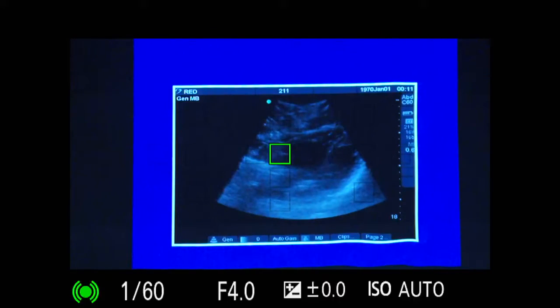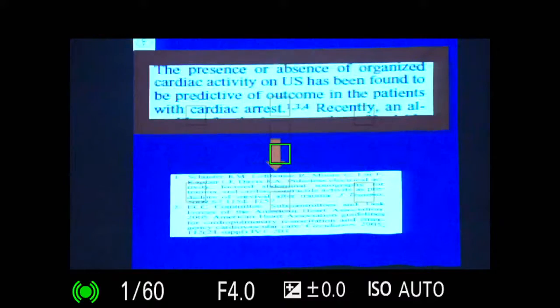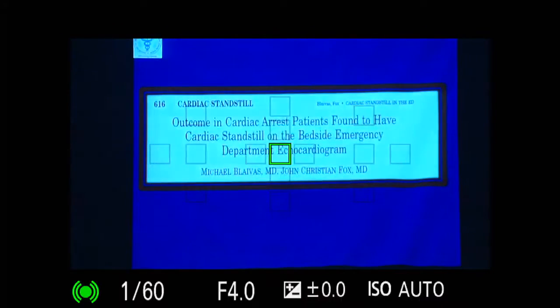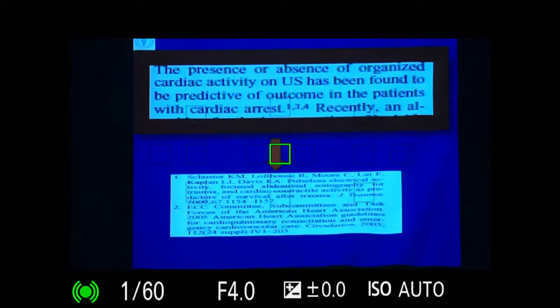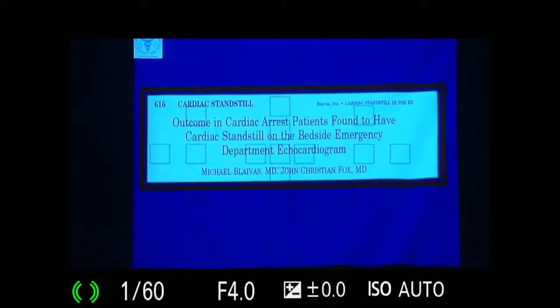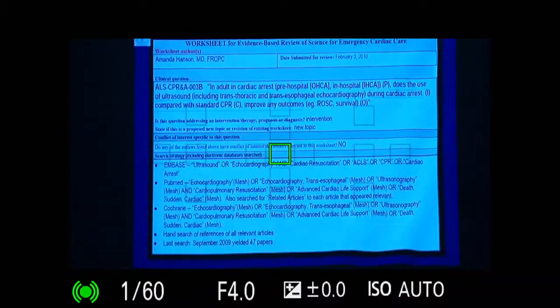Anybody? The first one who has baseline cardiac activity has proven that the return of circulation at 24 hours is better in patients with baseline cardiac activity than in patients coming with cardiac standstill.